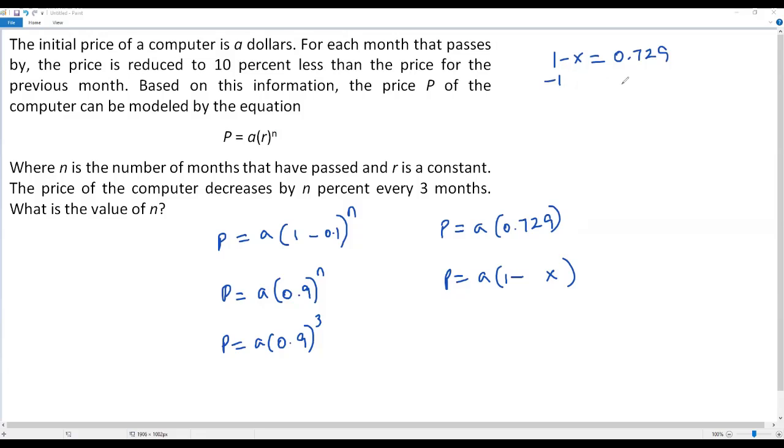To solve for x, let me subtract 1 from both sides. When I subtract 1 from both sides, I'm getting negative x equals negative 0.271. To get rid of the negative sign, I multiply both sides of this equation by negative 1. Then I'm getting x equals 0.271. Now I got the value of x. Let me replace the x here by the value I got, 0.271. Here I just plugged in n equals 3.